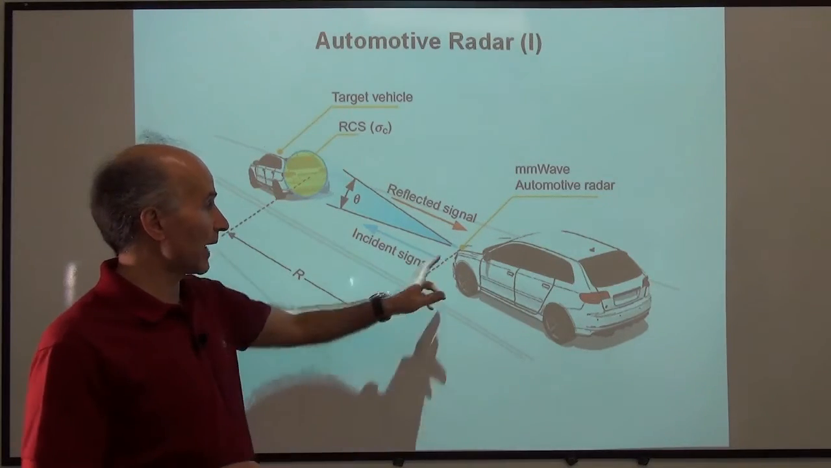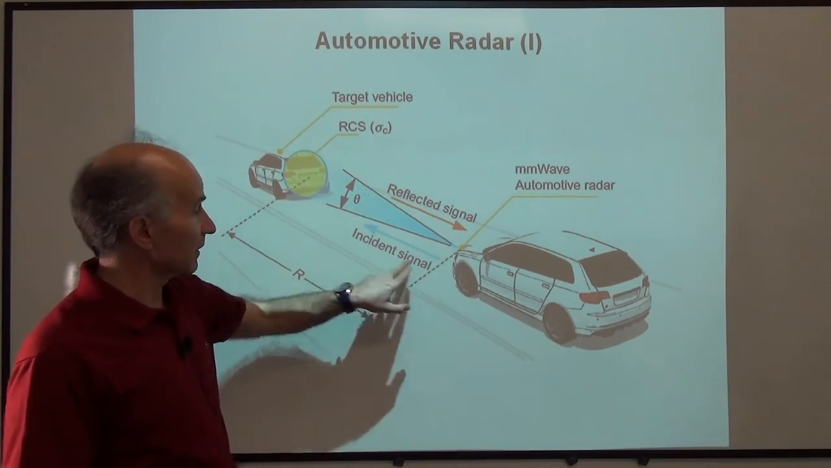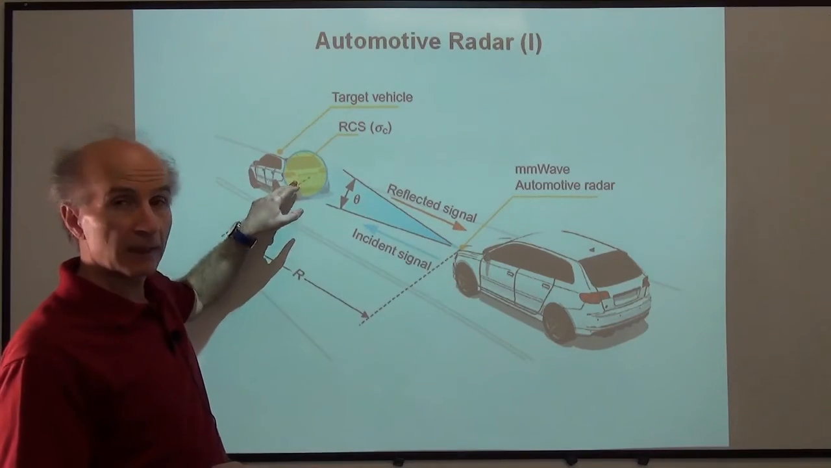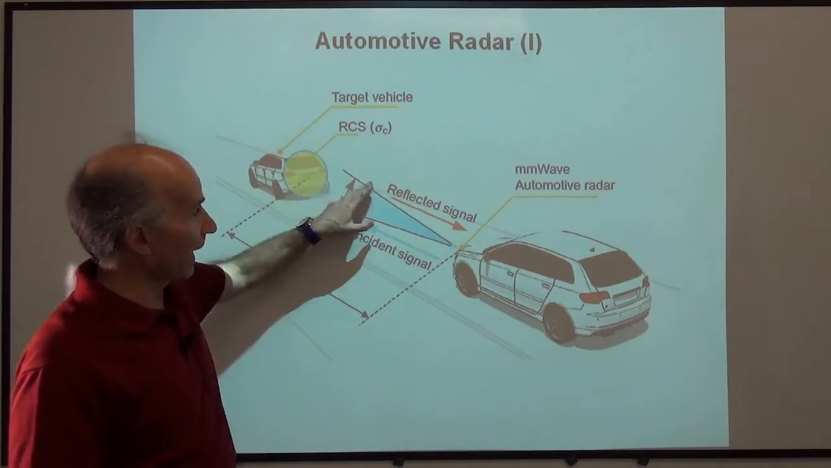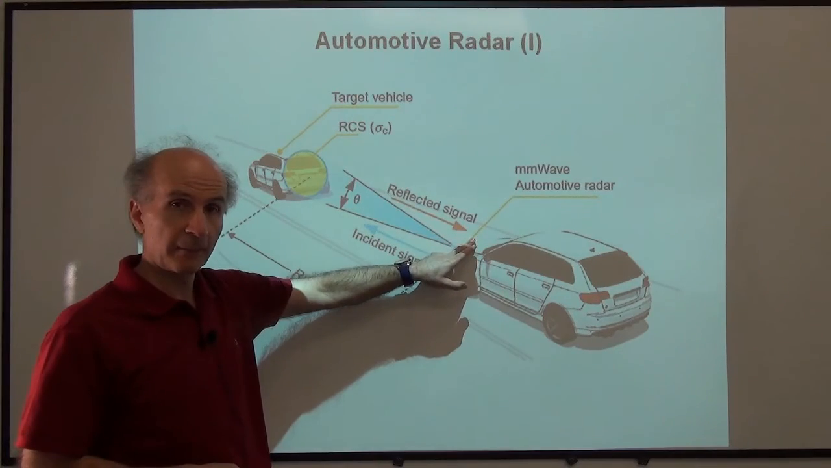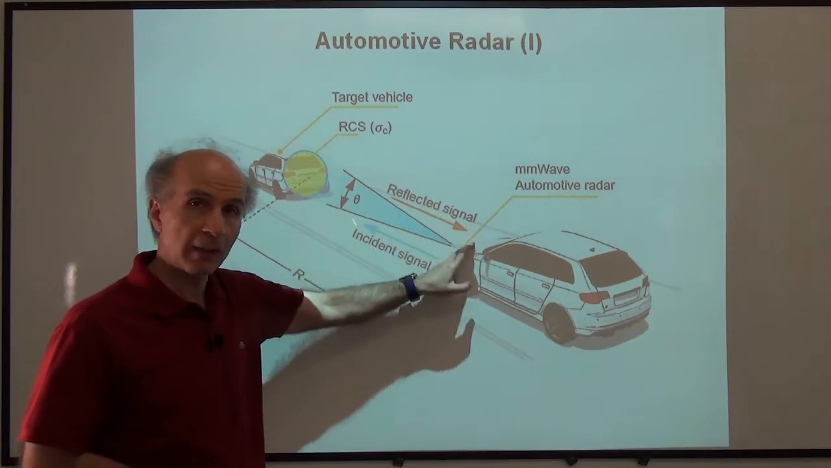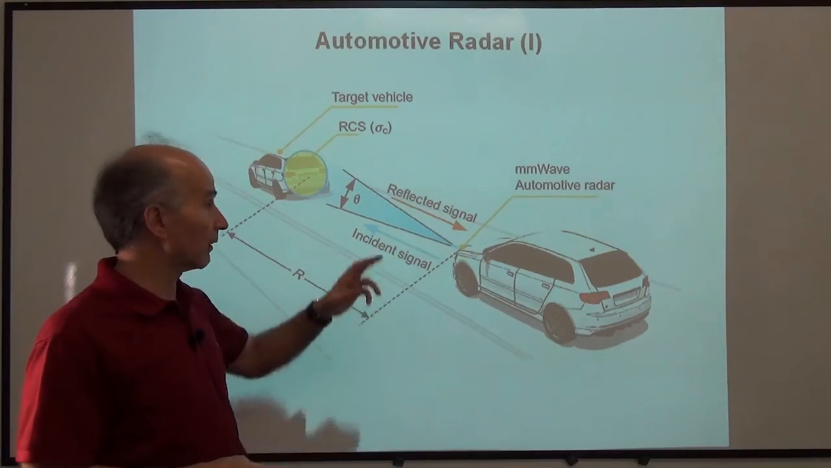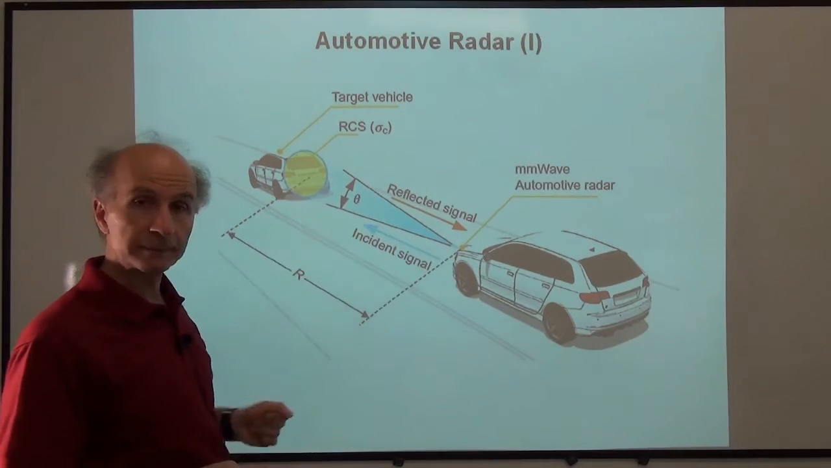So what we do is we transmit a waveform. This is called the incident signal. We transmit a radio waveform this way. It hits the object and it comes back. The reflected signal comes back. So the round trip time of the signal is an indication of the distance between these two, right?